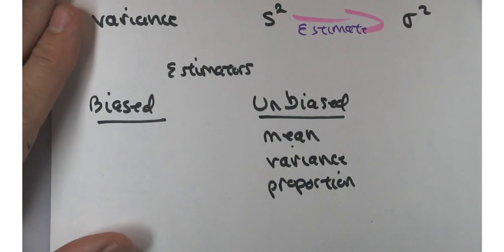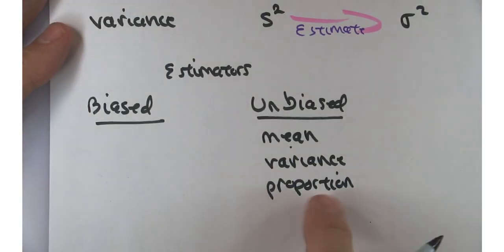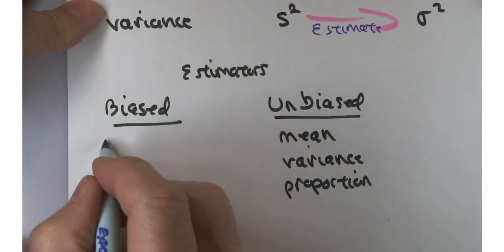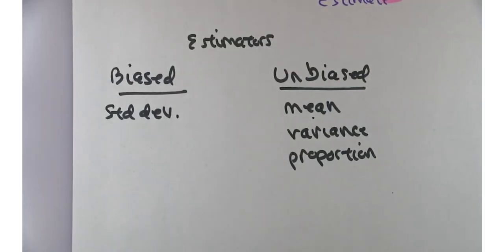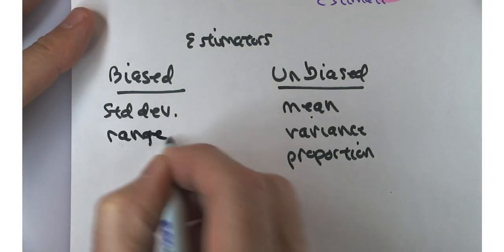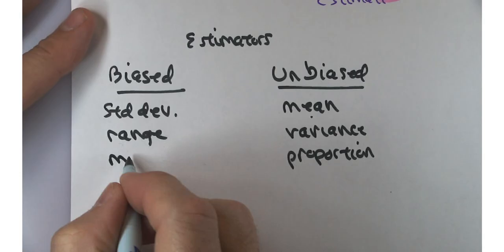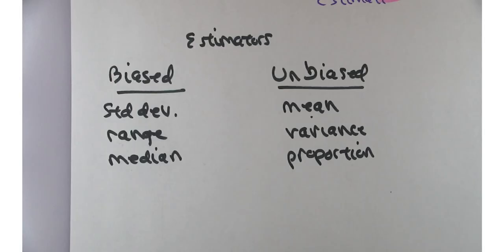Let me list out the unbiased estimators and then look at this stuff about estimating. The biased estimators, ironically, even though the standard deviation and the variance are pretty similarly related, standard deviation is a biased estimator. Not a lot, just a little, but it's a biased estimator. And a couple that we don't really deal with too much: the sample range is a biased estimator. It tends to underestimate the range. Same thing with the median, that's also a biased estimator. On average, it doesn't give you what you expect.